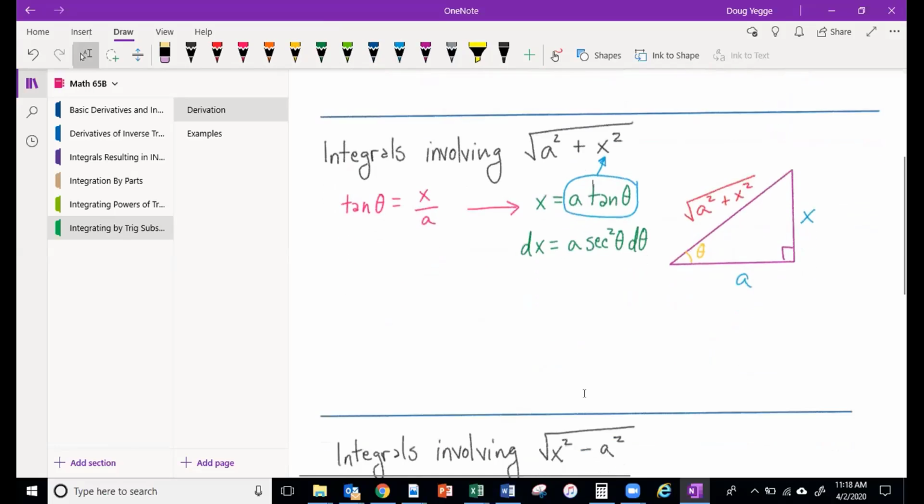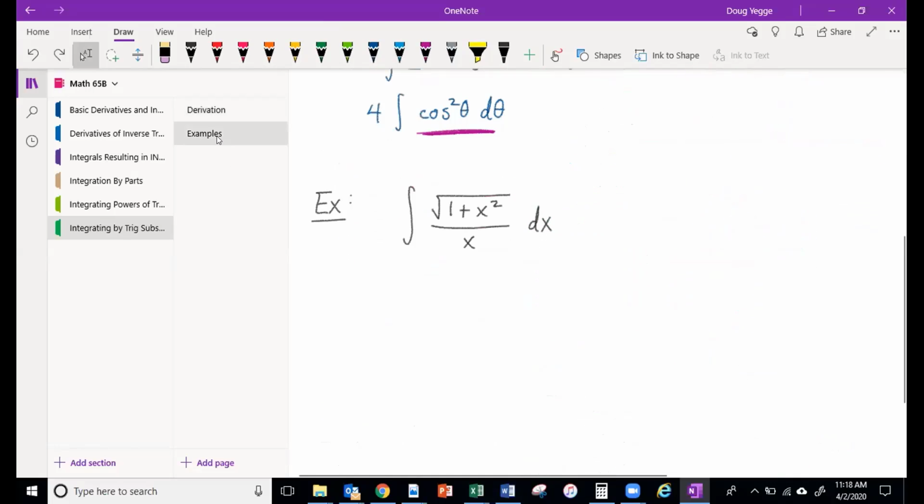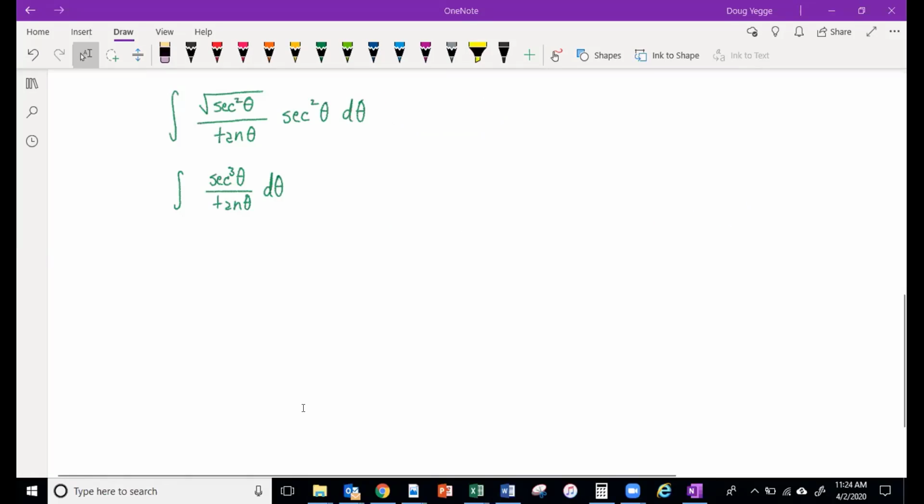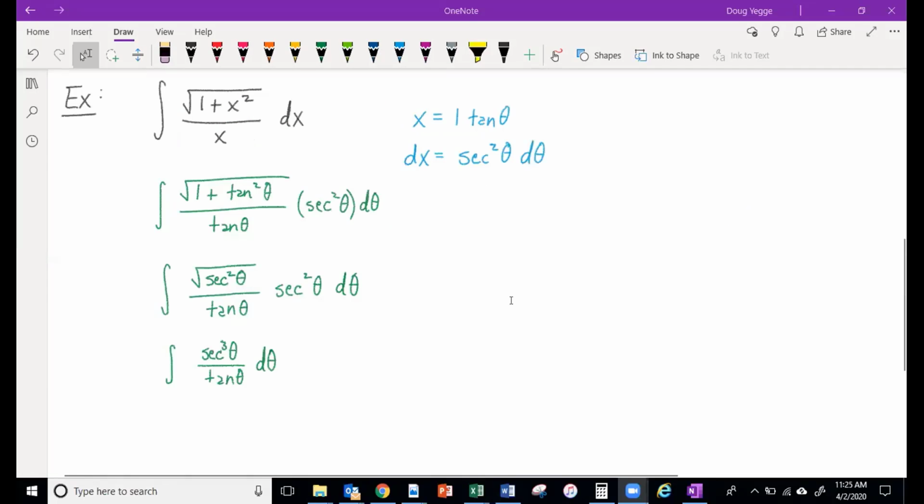Okay. So let's return back to the example, and now I'd like you to do this start to finish. We would need to let x equal 1 tangent of theta, or just tan theta. Okay, and then you'll go from there. Let's go ahead and take a look at the kind of the process that you would have taken here.